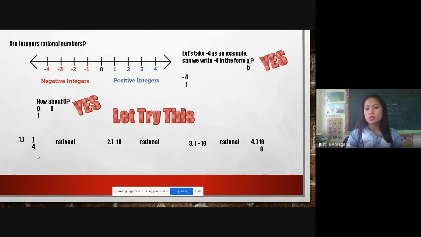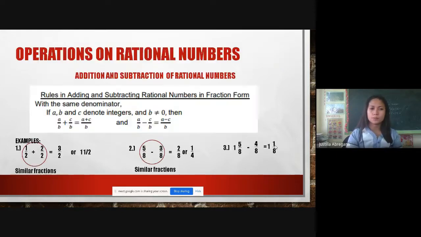Number 4, 16 over 0. What's the answer for this? Okay, so there is no answer. It's undefined, and its denominator is 0. So it is not rational.